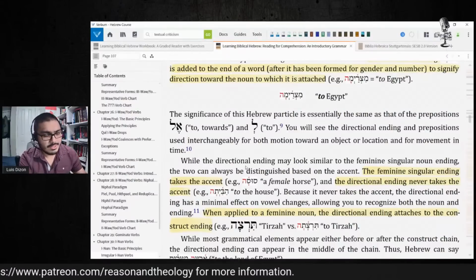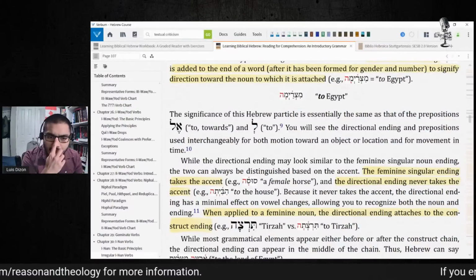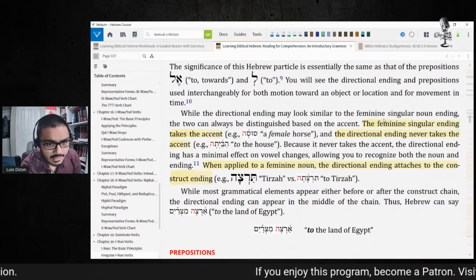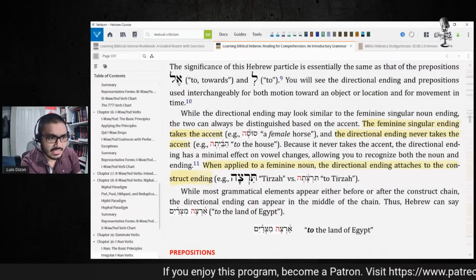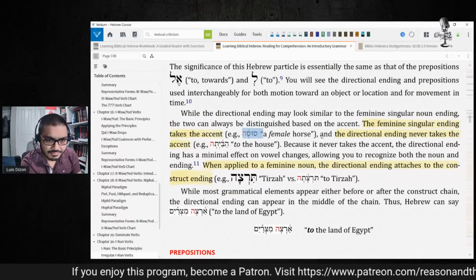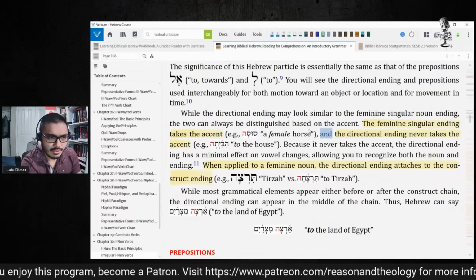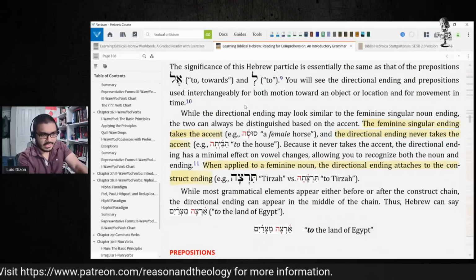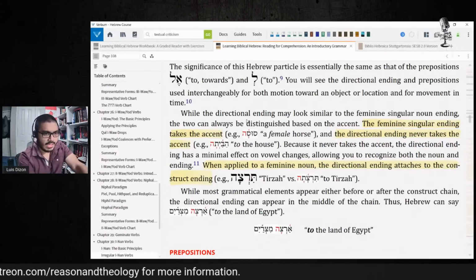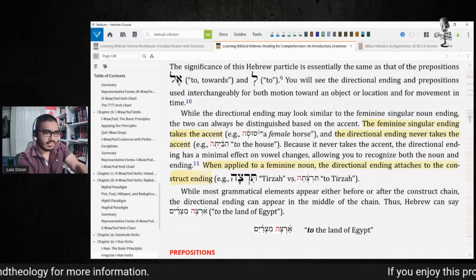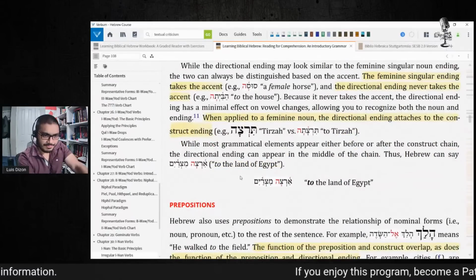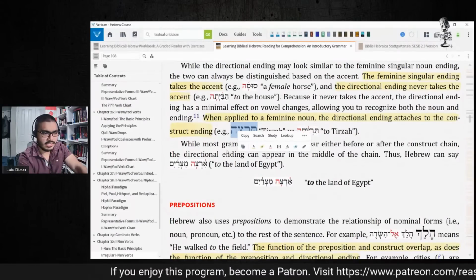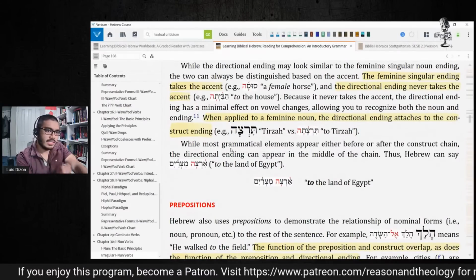So the difference between a feminine ending and a directional ending is that a feminine singular ending will take the accent. Here, for example. Directional endings never take the accent. You would never put the stress on a directional ending. Now you can put a directional ending on top of a female ending. And when that happens, the first hey, the one indicating the female ending, becomes a tav.